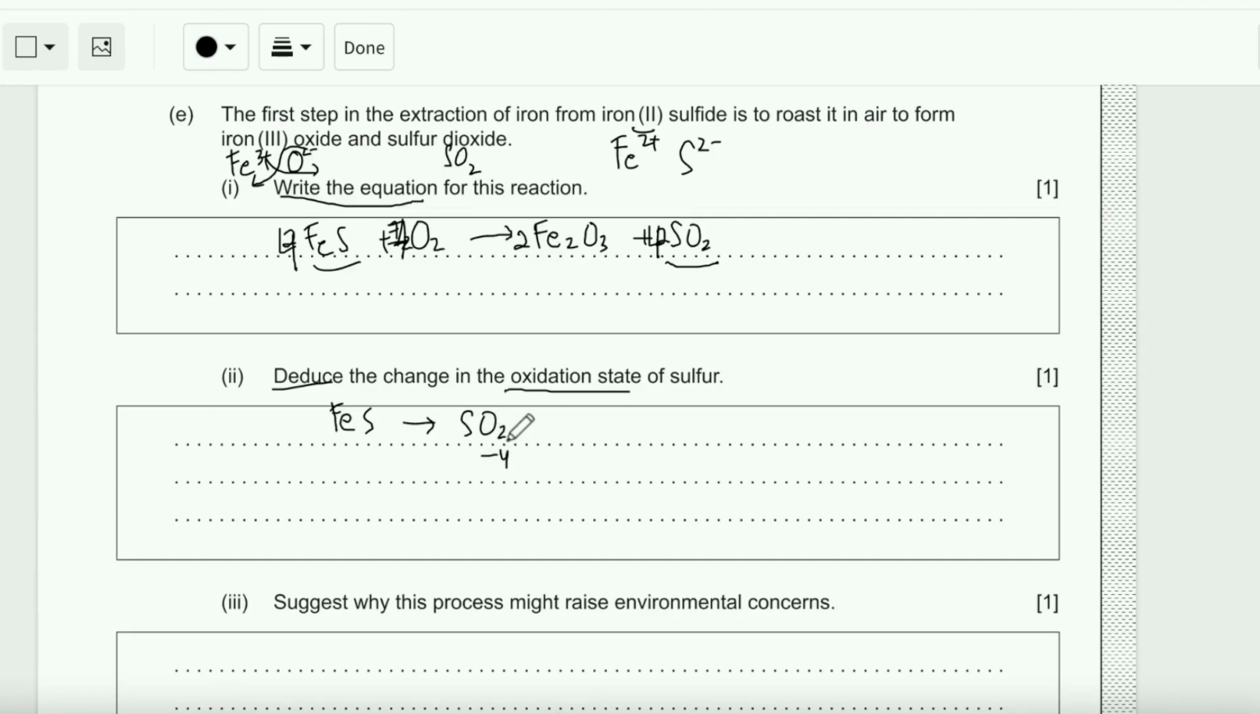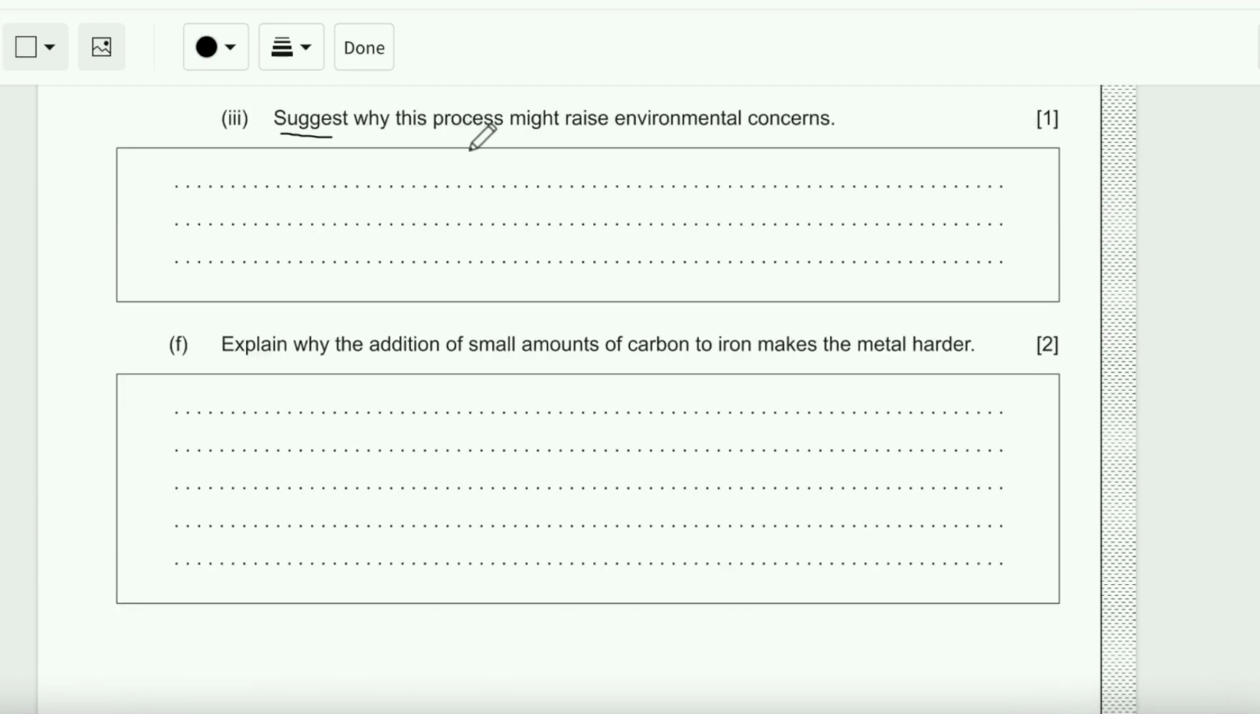Here is -4 because O is -2 times 2, -4 plus 4 needs to be 0. It has no charge here. S is -2. Fe is +2. So it's -2, to plus 4. So from -2 to plus 4.